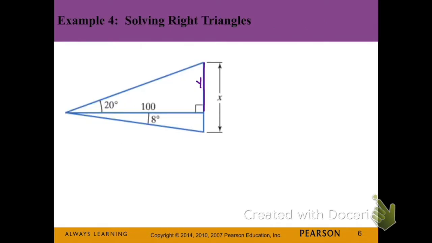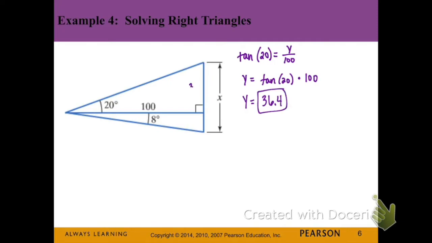So let's just focus in on this top triangle. Again, since it's a right triangle, we can use SOHCAHTOA. My angle is 20 degrees, I want to know the opposite side, and I already know the adjacent side. That means I'm going to use my tangent function. So we have tangent of 20 equals y over 100. To solve this equation, I'm just going to multiply 100 over to the left side. And we get y equals 36.4.